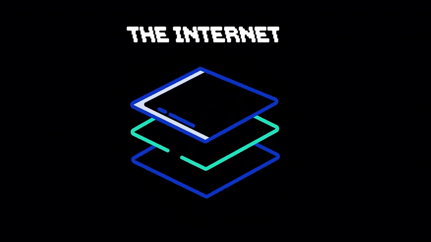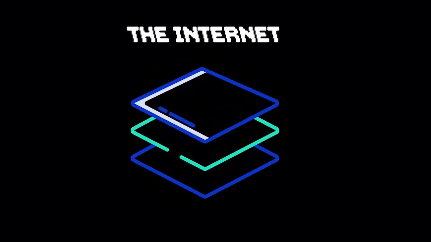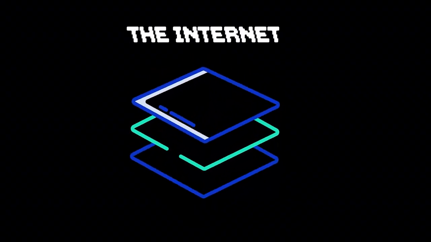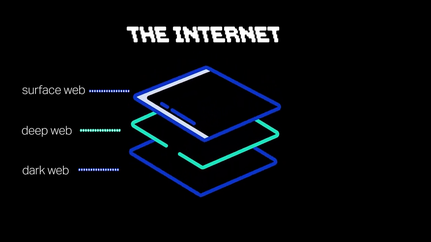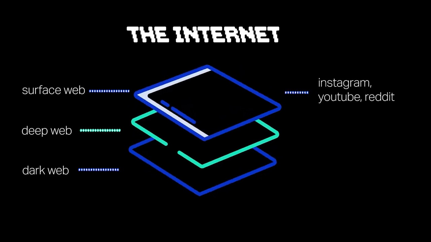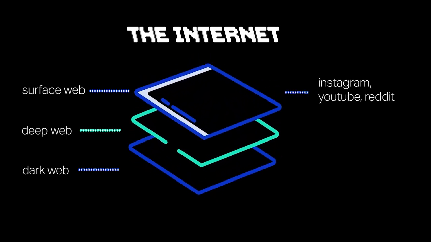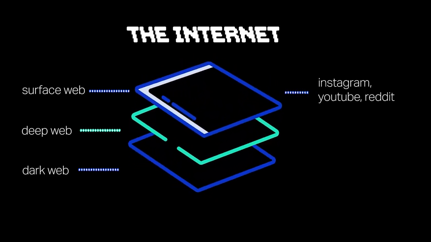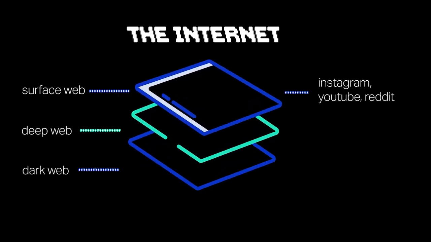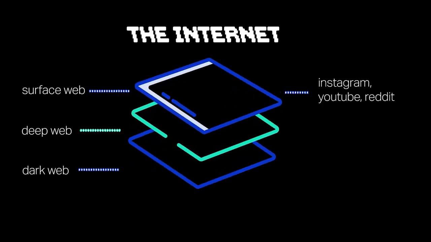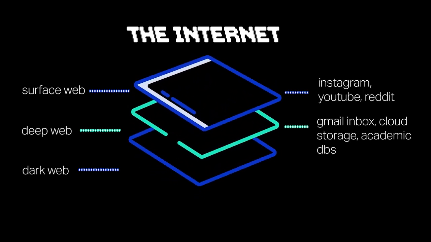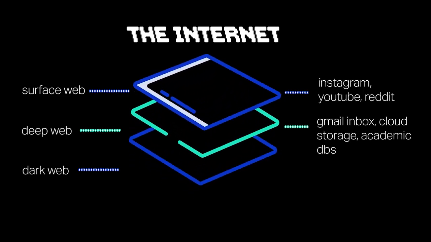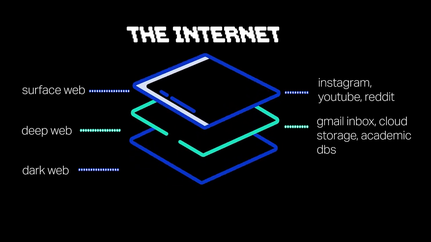So the internet as we know it actually has layers, 3 layers to be specific. Surface web, deep web, and the dark web. The surface web is the regular stuff like Instagram, YouTube, and Reddit. These are all indexed and searchable with Google or any other traditional search engine. The deep web is anything behind a login screen. You can think of your Gmail inbox, your cloud storage, academic databases, private records, stuff that you can't just stumble onto.